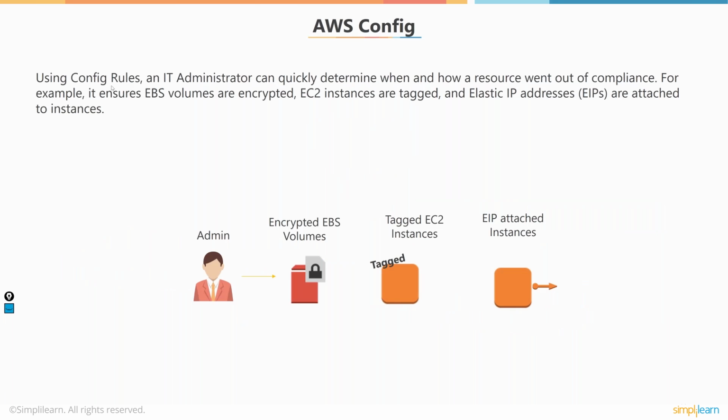So as I said before, you can use Config rules by the IT administrator to quickly determine when and how resources went out of compliance. For example, it ensures that EBS volumes are still encrypted, maybe that the EC2 instance is still tagged, or maybe that the Elastic IP to the instance hasn't changed. So you sometimes have systems that will be classified as maybe secret, or the data on them would be sensitive to the company, and you need to make sure that this data always persists encrypted. So if you have multiple users in your company and you want to make sure that the encryption is still there, you enable Config and it will make sure that it's enabled and nothing changes.